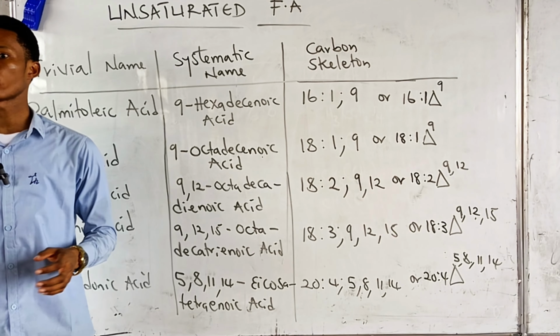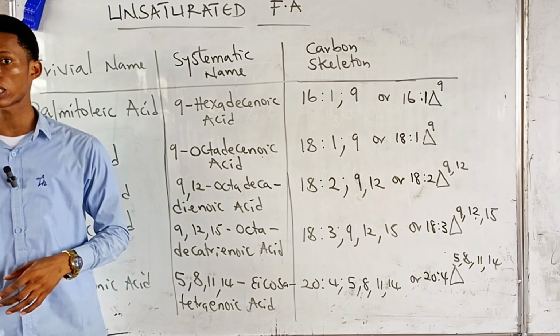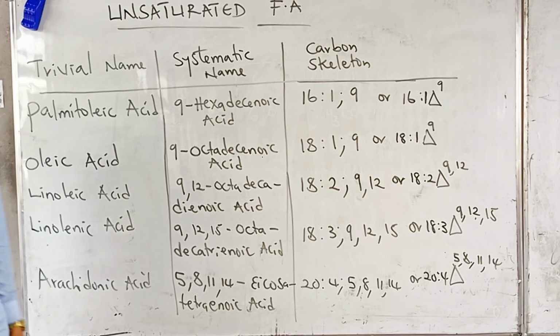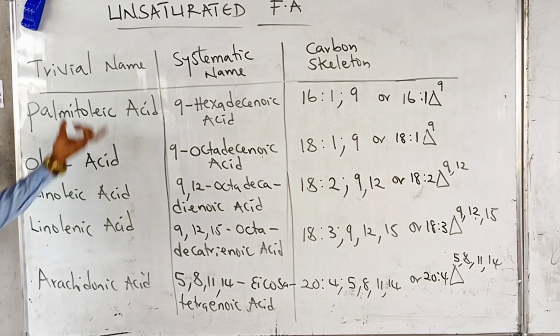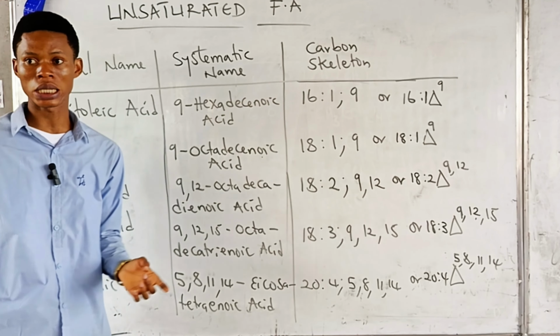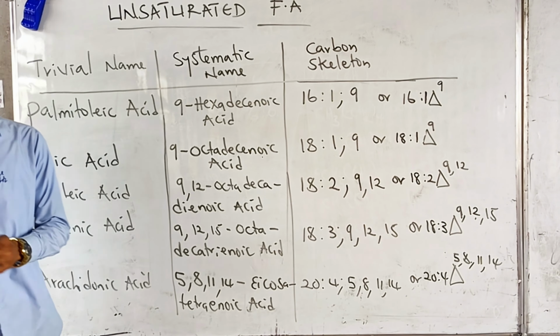Now, okay, let's look at the unsaturated fatty acids. Recall that unsaturated fatty acids have 1 or more double bonds in the carbon chain. And let's look at some of them, their trivial names, systematic names, and carbon skeleton. After we've done this, we'll see how we can draw them.